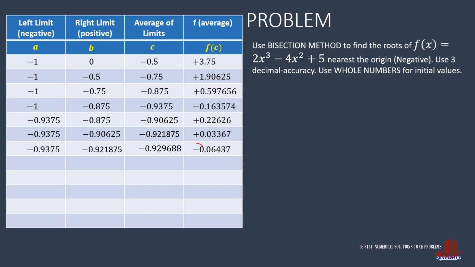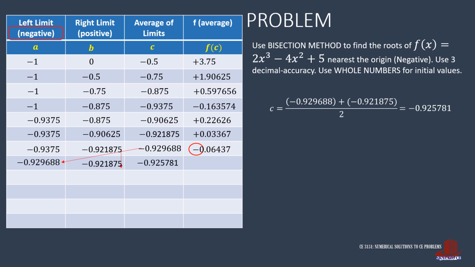With negative 0.06437 for the previous f of c, replace a with negative 0.929688. b will just be carried from the former value of negative 0.921875. Then take the average again, half of negative 0.929688 plus negative 0.921875, resulting to negative 0.925781. Place this value into the function to have f of c as negative 0.01520.